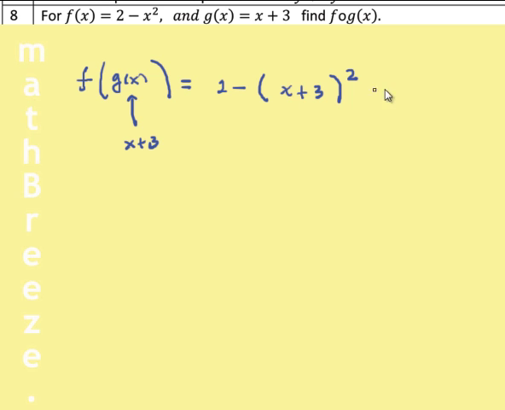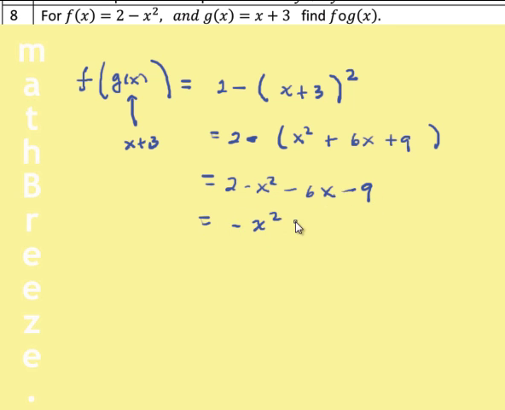And that's it. If we want to square it out, we have 2 minus x plus 3 times x plus 3, which is x squared plus 6x plus 9. Or 2 minus x squared minus 6x minus 9, which is negative x squared, negative 6x, negative 7.